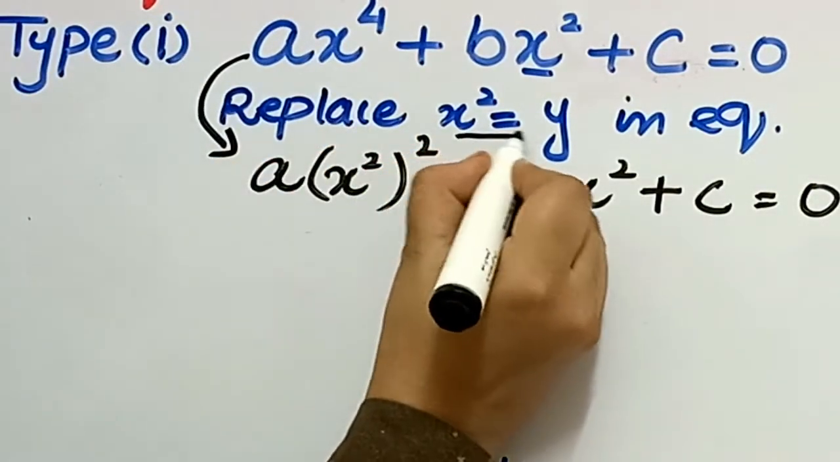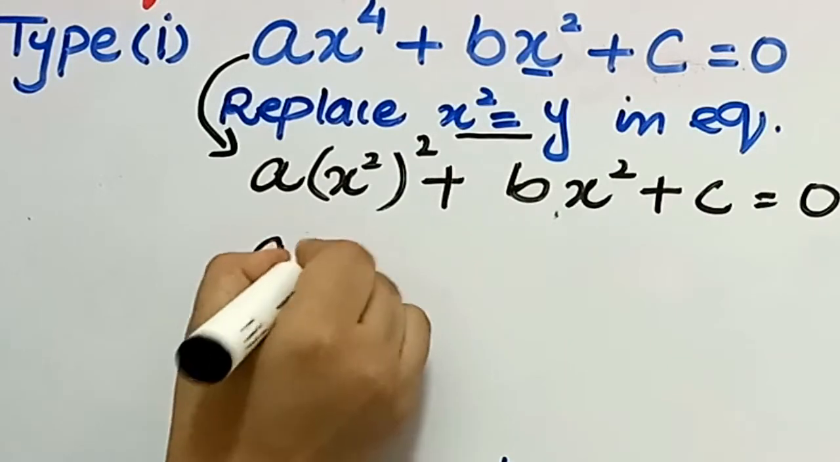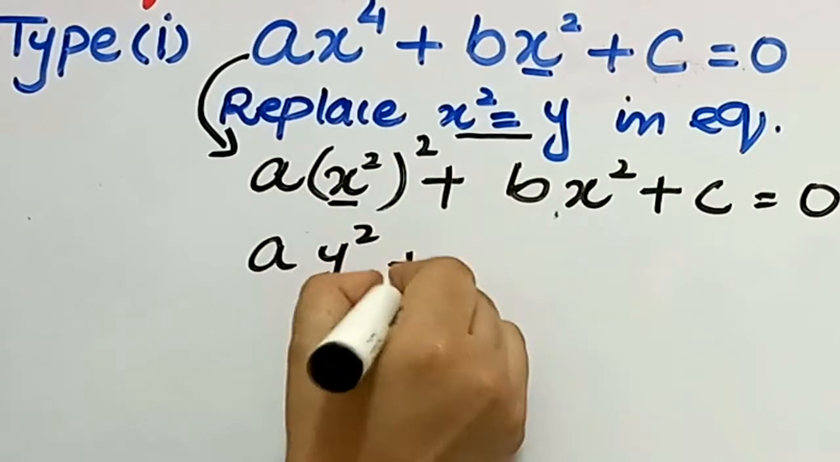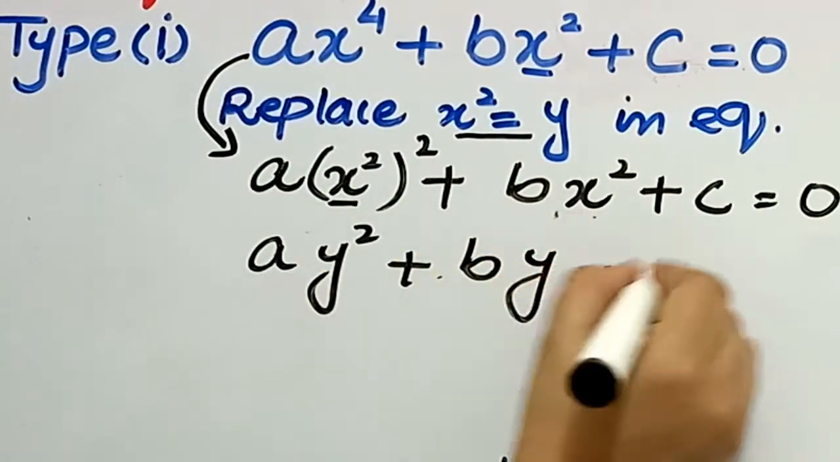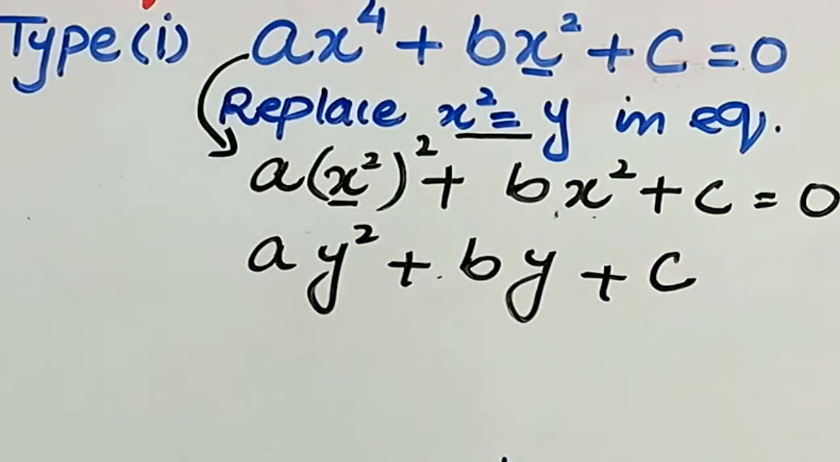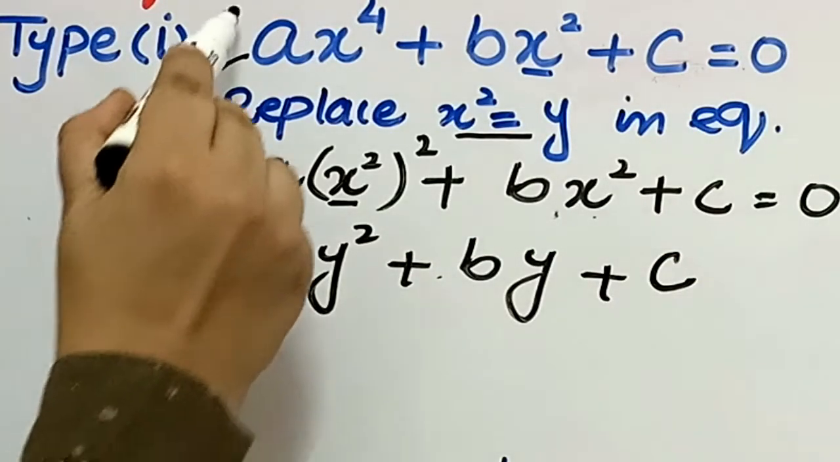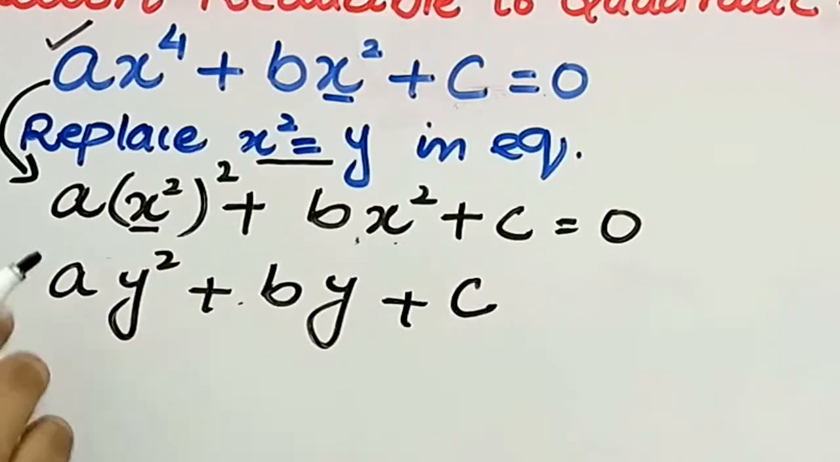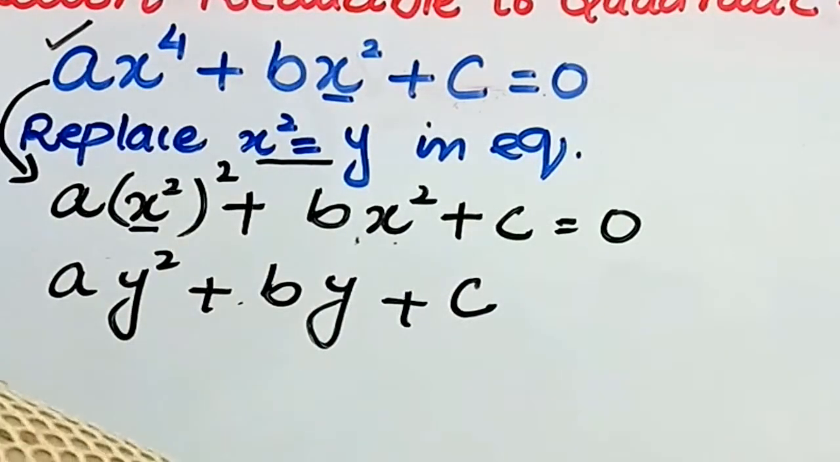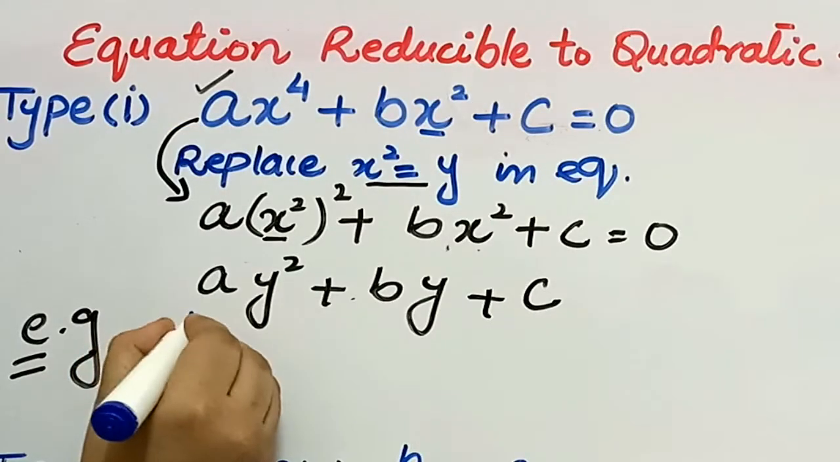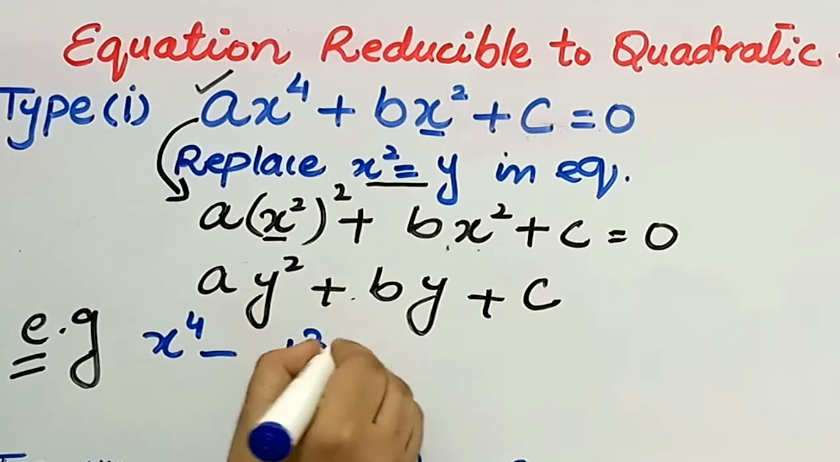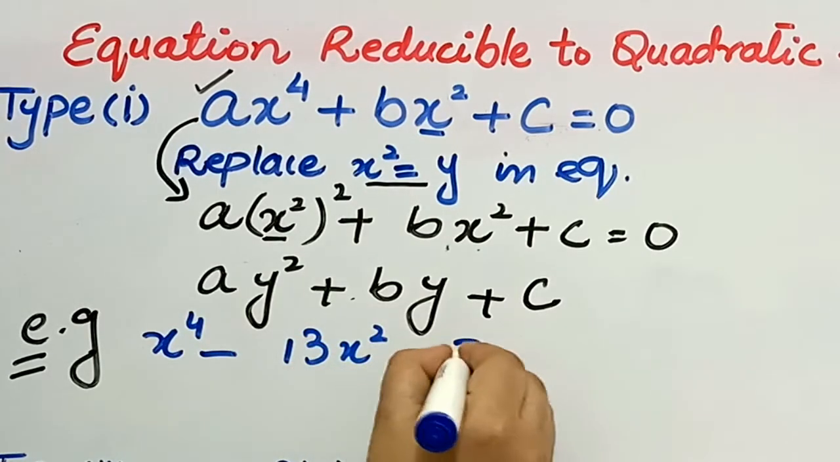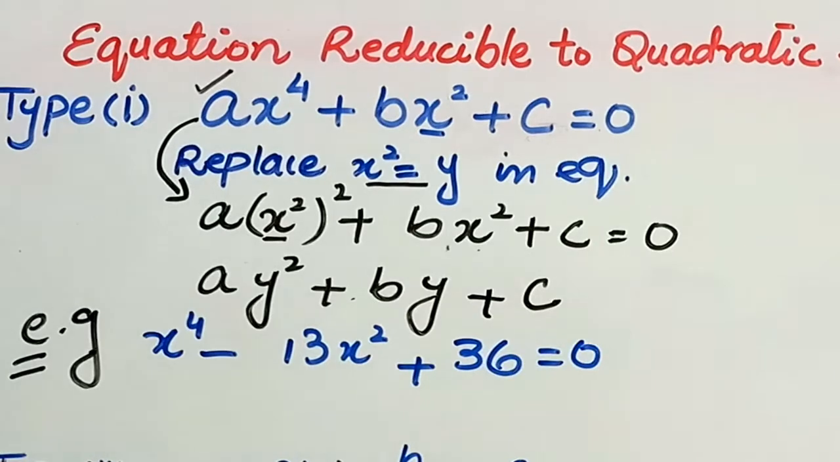If we replace x square equal to y, then it will be ay square plus by plus c. Now we have converted this equation into the standard form of the quadratic equation, that is ax square plus bx plus c is equal to 0. Let's take an example of it. For example, if we have x raised to power 4 minus 13x square plus 36 is equal to 0.